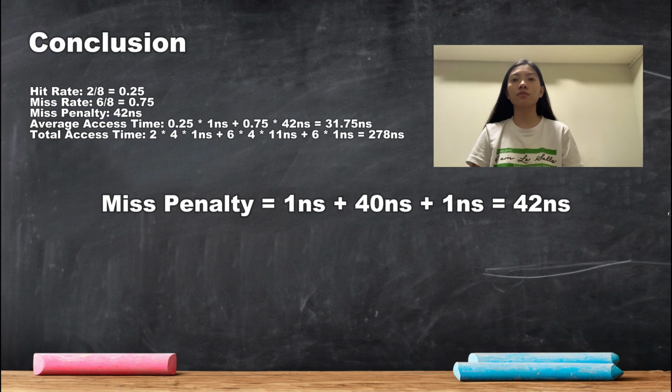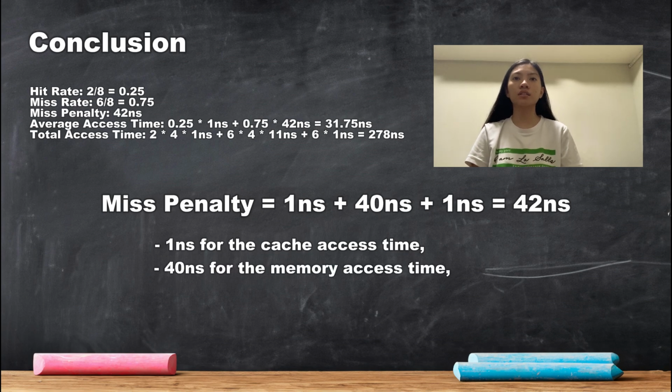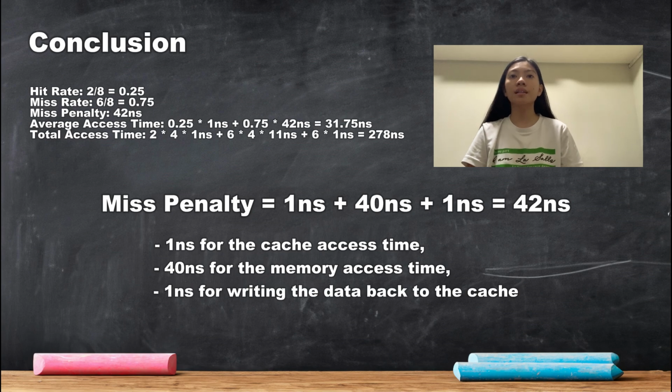The breakdown is as follows: 1 nanosecond for the cache access time, 40 nanoseconds for the memory access time, and 1 nanosecond for writing the data back to the cache. Each part of this calculation represents a different phase of the process, and understanding it is crucial for analyzing how quickly a system can respond to memory requests.